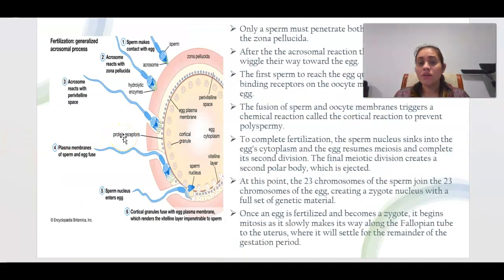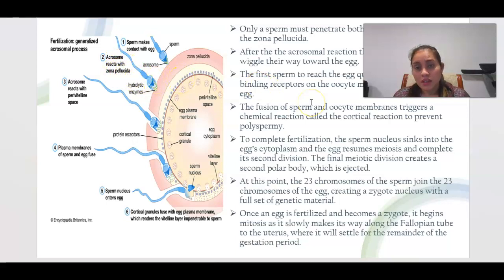So only one sperm must penetrate both the corona radiata and zona pellucida. In this picture, this is the zona pellucida, and after the acrosomal reaction, the capacitated sperm wiggle their way toward the egg. You can see it in the second picture, where the acrosome reacts with the zona pellucida.